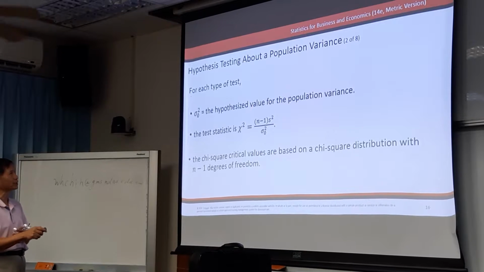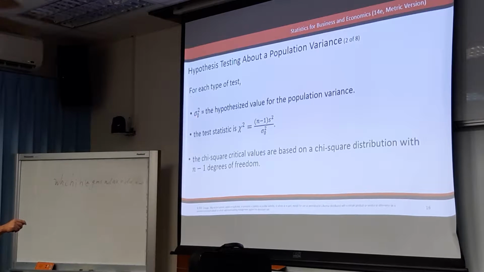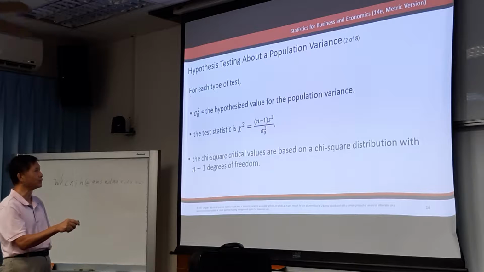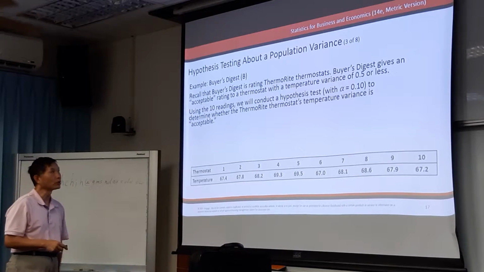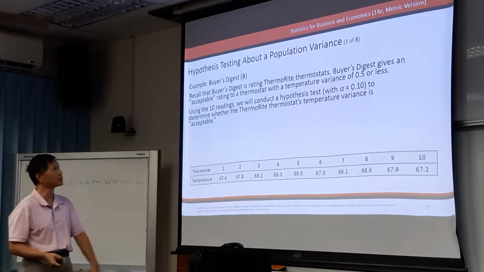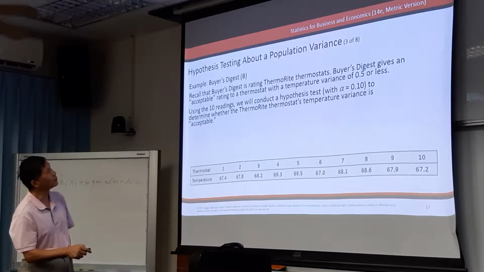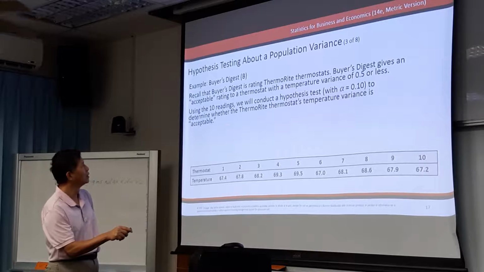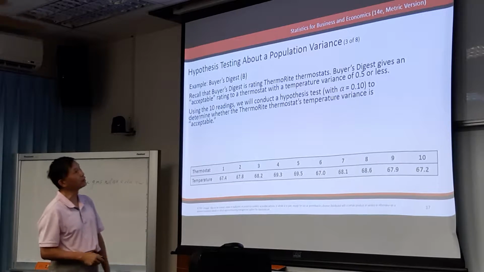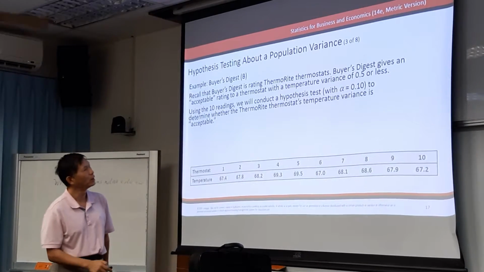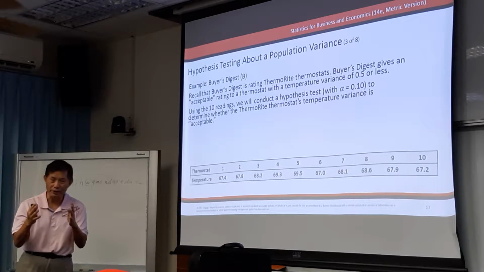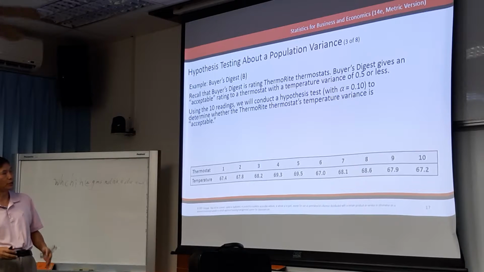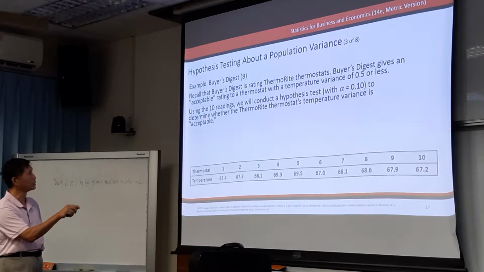So for hypothesis test, the sigma 0 square is the value you are interested in. The test statistic for chi-square equal this formula. So this previous example, they talk about the BIOS Digest company that produce thermostat. Okay, they are interested in whether the variance, and they say the variance will be 0.5 or less. So if the whole company, their thermostat, their variance is less than 0.5, it's okay. So this we call this is acceptable.